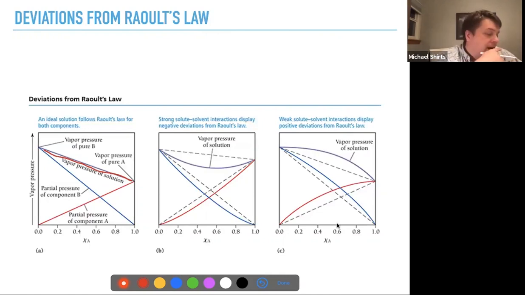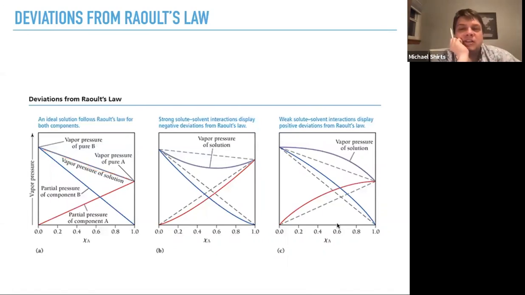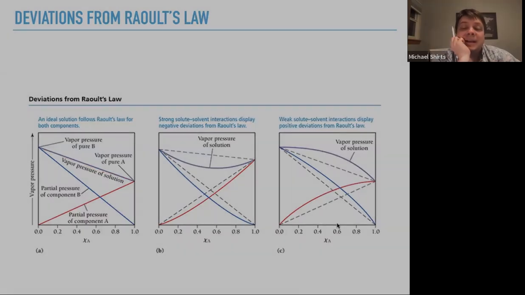If you have strong solute-solvent interactions, you'll get a lower total vapor pressure. Each of the components will contribute less, and the sum will be less. And if you have weak solute-solvent interactions, then you get excess vapor pressure. Both the solute and the solvent want out because the mixture interactions are not enough to pull them in. So you'll have behavior like that.